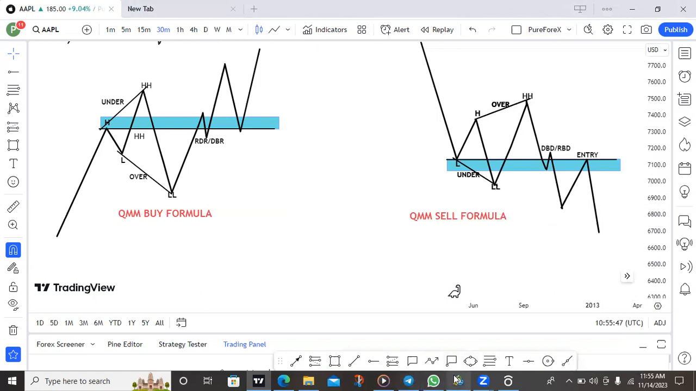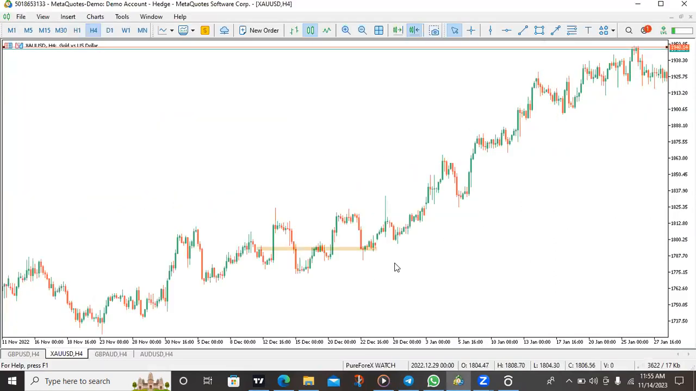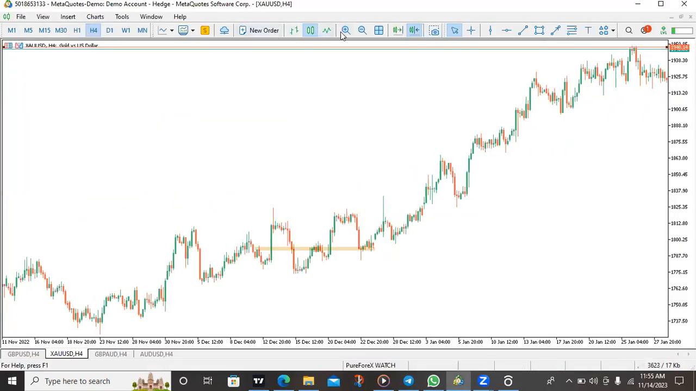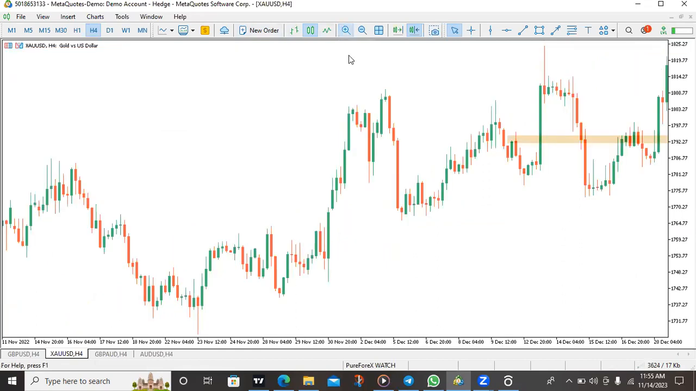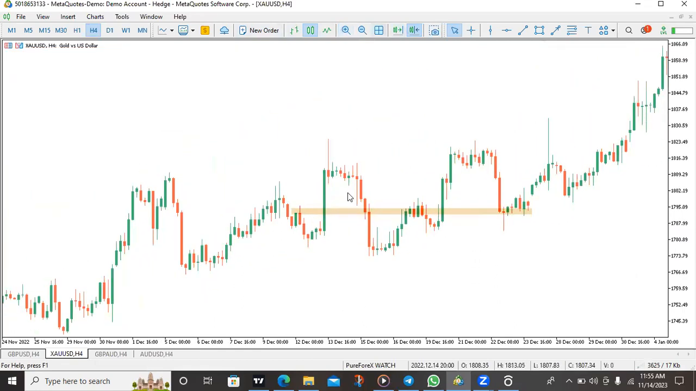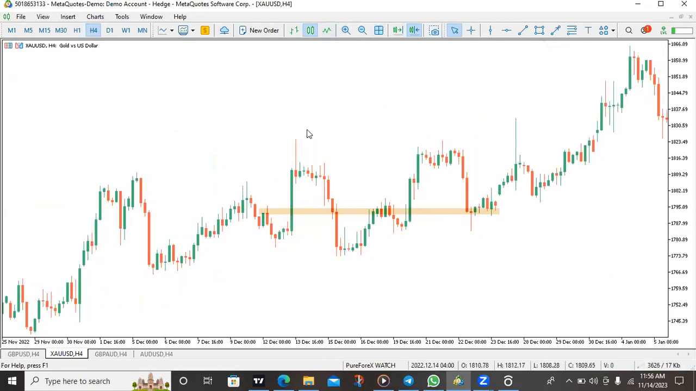So let's get started. So here we have, I think, GO, right, on GO. This is a low, this is a high, this is a low. Let's change to line chart. If you understand the concept of Quasimodo, you know, price has been moving like this.